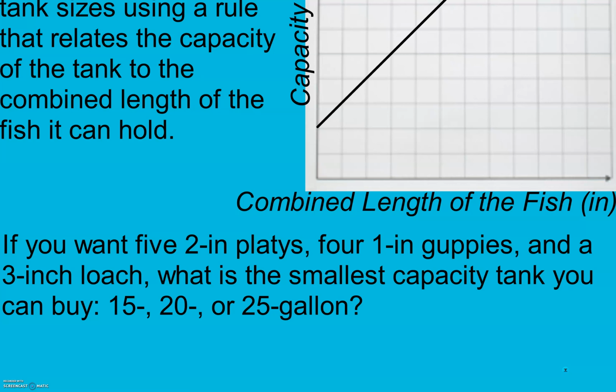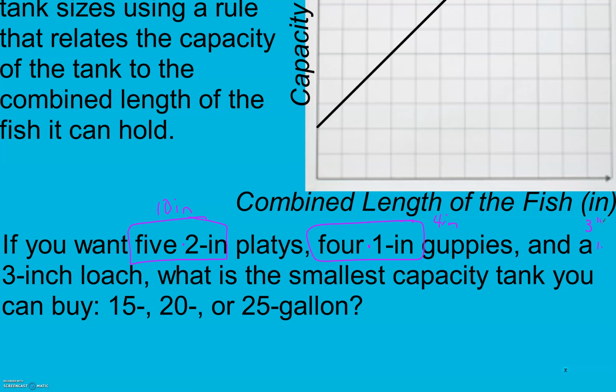We want 5 2-inch platies. So in order to figure this out from our graph here, we need to know what the combined length of our fish is. So let's figure that part out first. We have 5 2-inch platies, so that's 10 inches. We have 4 1-inch guppies, and that's 4 inches. 4 times 1, 5 times 2. And a 3-inch loach, so that's just 1 times 3, which is 3.